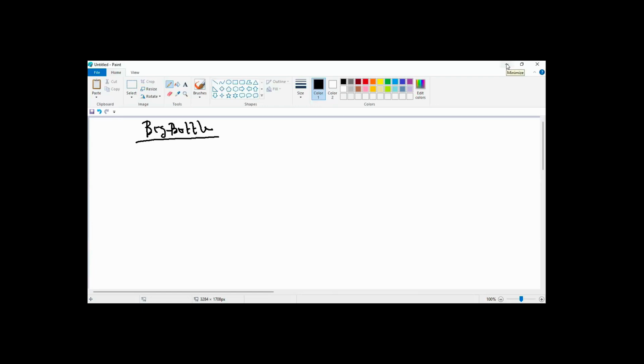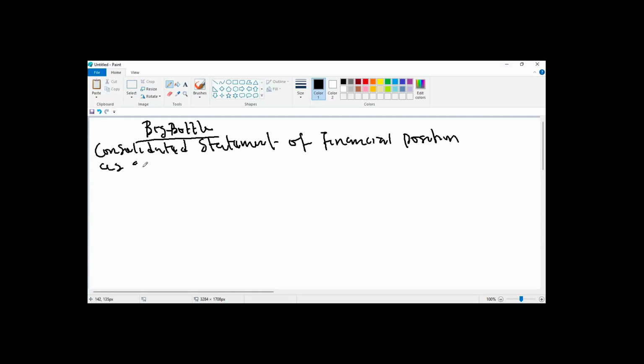So I should consolidate. I'll say consolidated statement of financial position as at 31st March 2020.